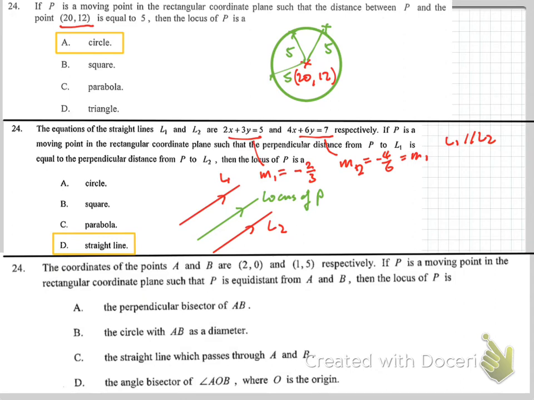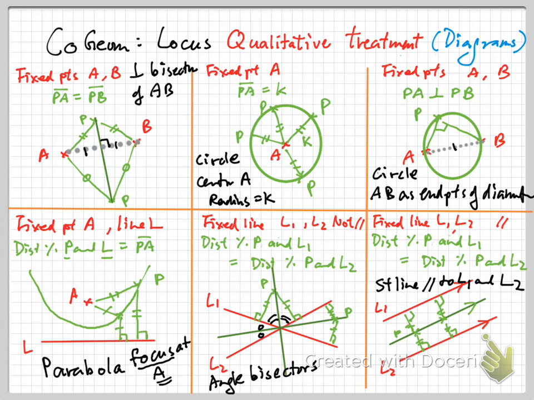And then finally, take a look at the bottom question. Once again, you see that there is very little or no calculation involved. So we have two fixed points, A and B. They are (2, 0) and (1, 5). If P is a moving point such that P is the same distance from A and B, this describes the movement. If PA is the same as PB, then we know it is the perpendicular bisector of AB. That is exactly the one on the top left corner.